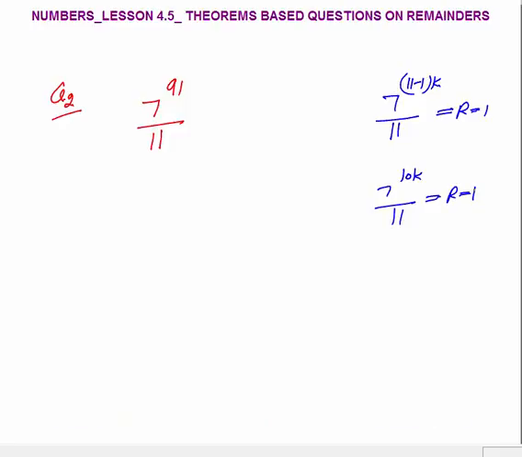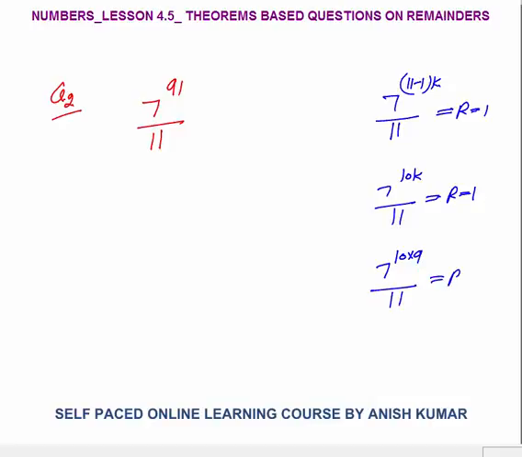Here the power is 91, which is not a multiple of 10, but the nearest multiple of 10 would be 90. So if you put k equal to 9, 7 power 90 by 11, the remainder would be 1. I am putting k equal to 9. You can put any value of k, the answer will still be the same. So 7 power 90 by 11, the remainder is 1.